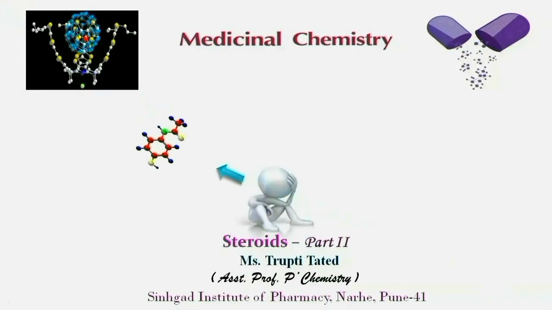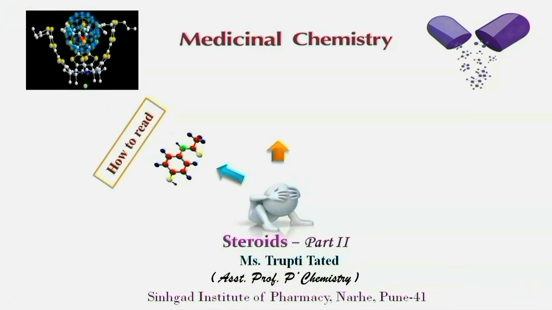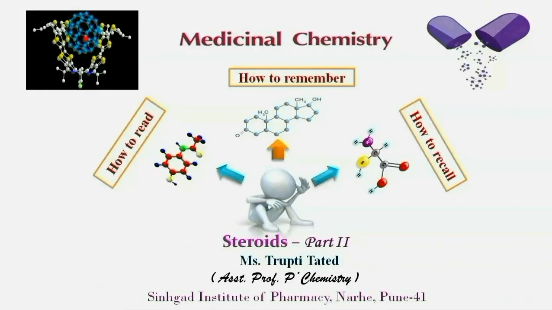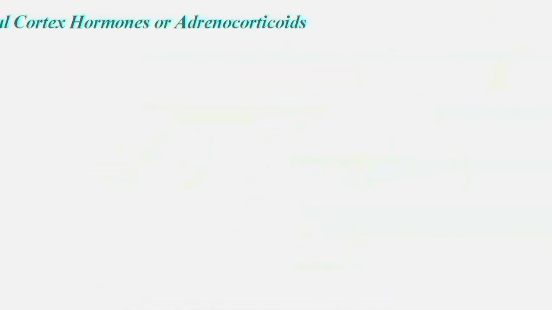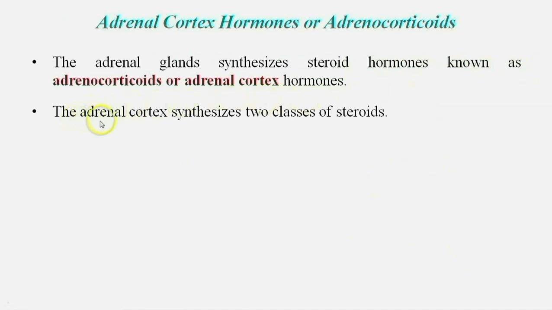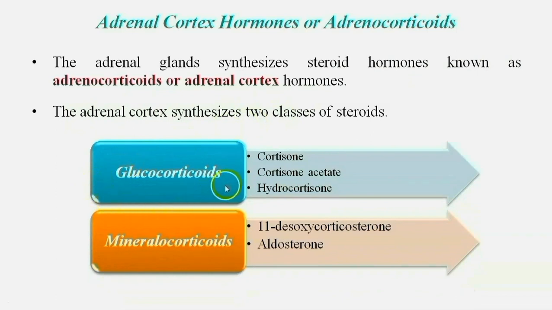Today we will discuss the classification of adrenocorticoids with examples. Let's start with the classification of adrenocorticoids. The adrenal gland synthesizes steroid hormones known as adrenocorticoids or adrenal cortex hormones, and the adrenal cortex synthesizes two classes of steroids: glucocorticoids and mineralocorticoids. Examples of glucocorticoids are cortisone, cortisone acetate and hydrocortisone.